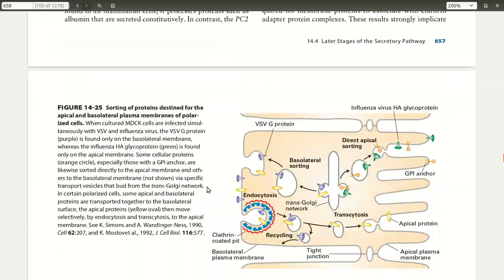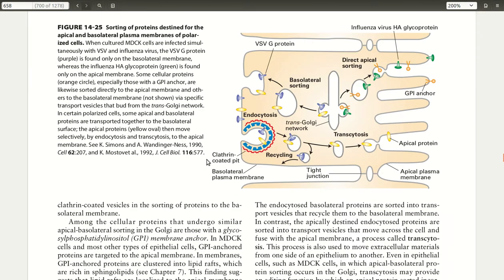And then another important aspect of the late secretory pathway is studies with epithelial cells, which show how proteins are transported through the basolateral and the apical areas of the membrane. And so here this epithelial cell is made to synthesize VSVG protein from a virus, and also another viral protein, influenza virus glycoproteins.